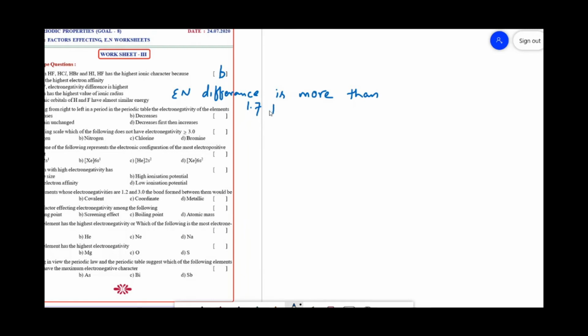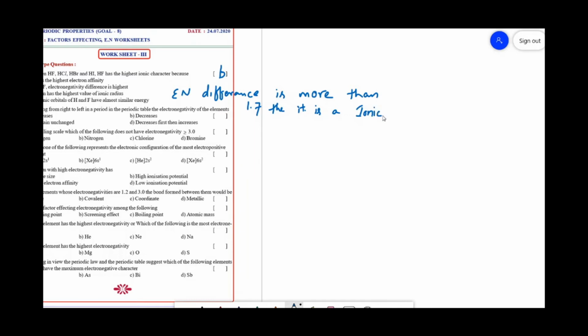1.7. Then it is an ionic bond, or it will have an ionic character.